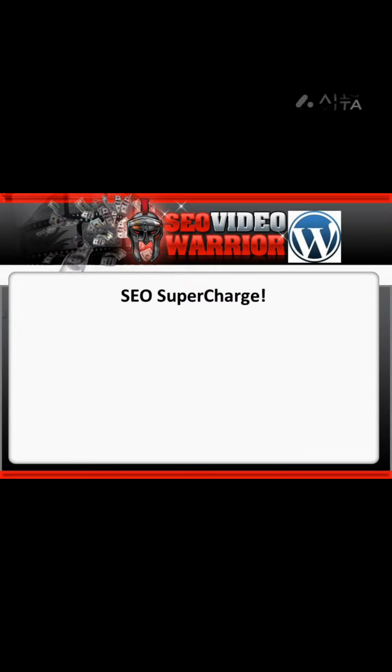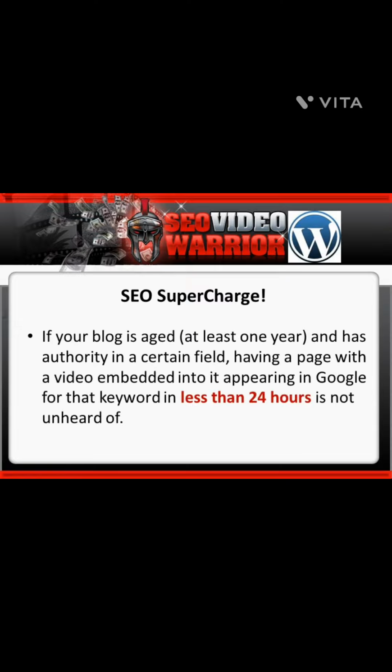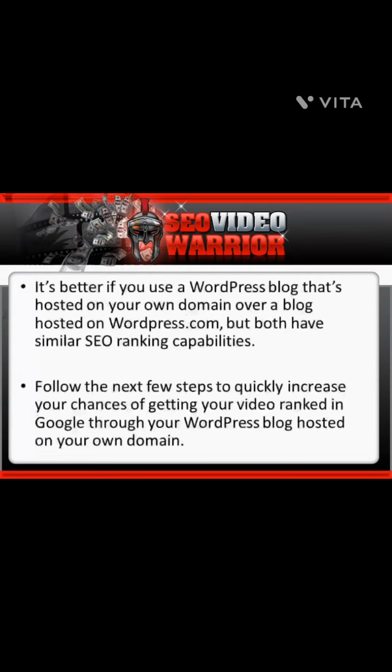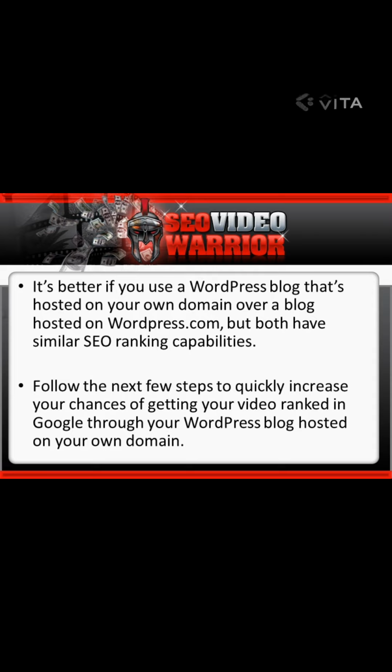I'm talking about none other than the WordPress blogging platform. If your blog is aged at least 1 year and has authority in a certain field, having a page with a YouTube video embedded into it will help your YouTube video get ranked in the search engine results pages within 24 to 48 hours. I'm not kidding. You will know when you try this method yourself. It's better if you use a WordPress blog that's hosted on your own domain over a blog hosted on WordPress.com.